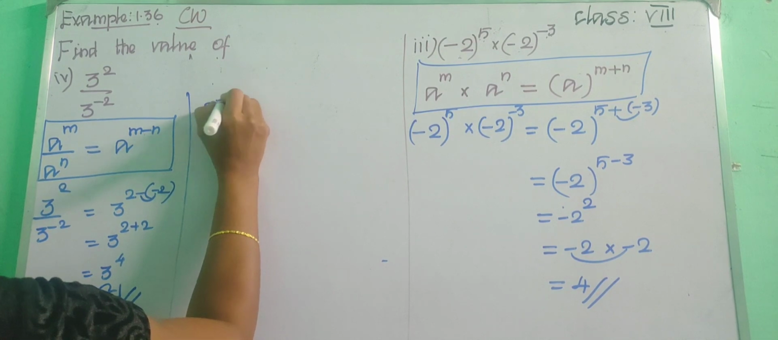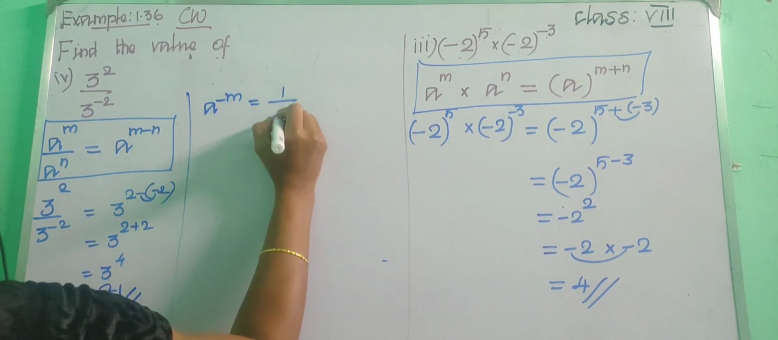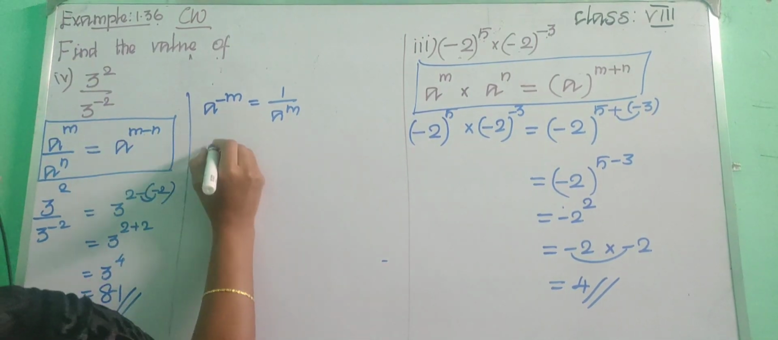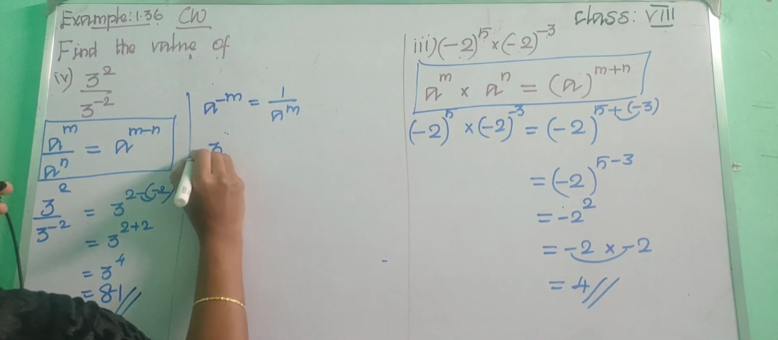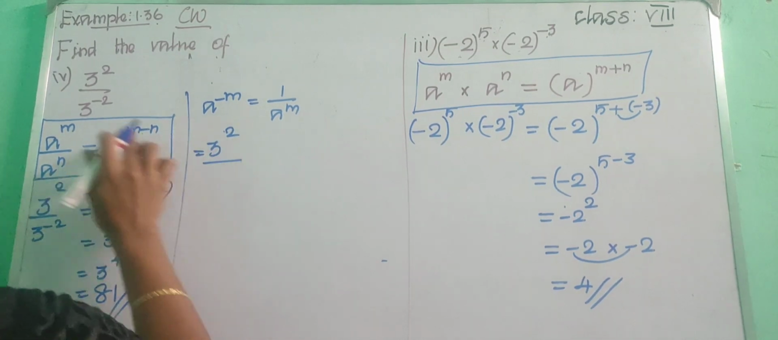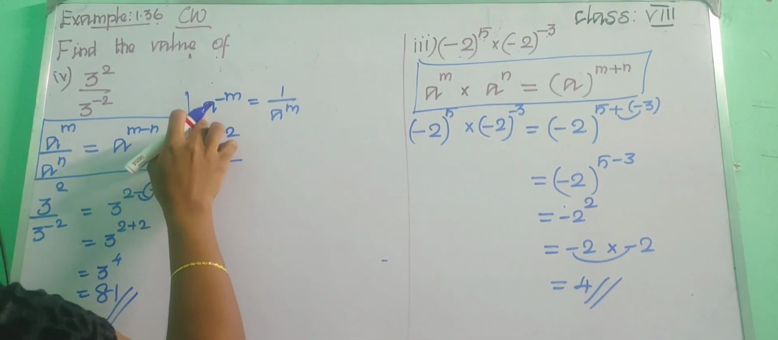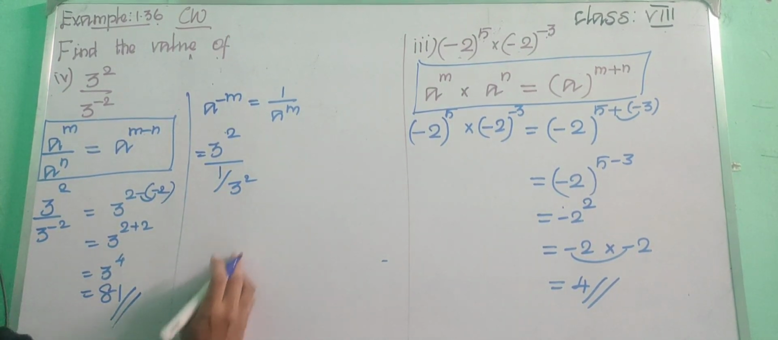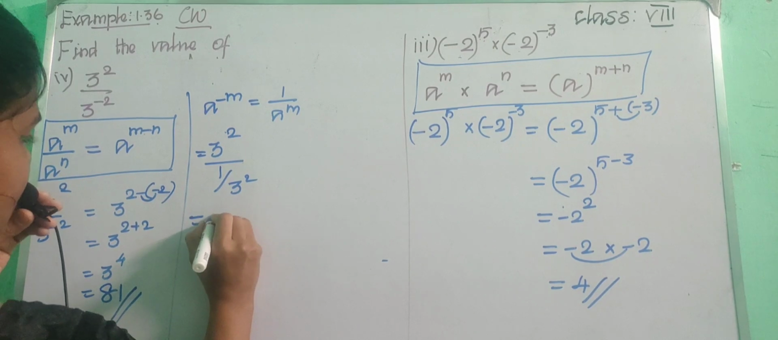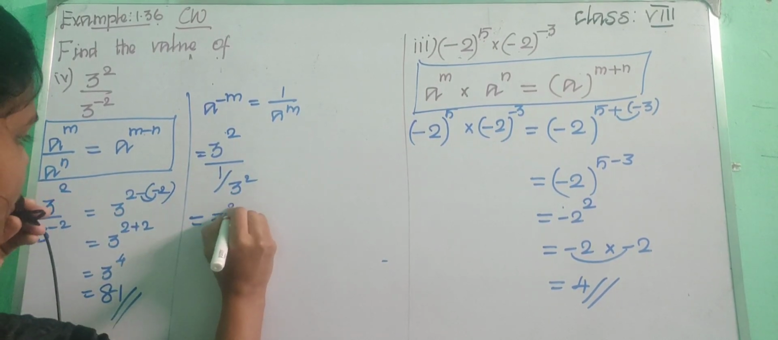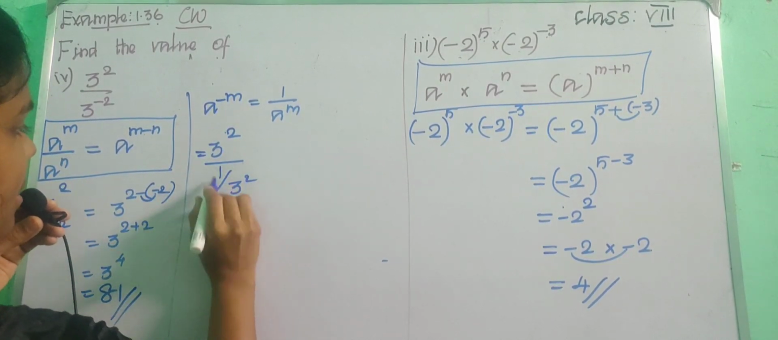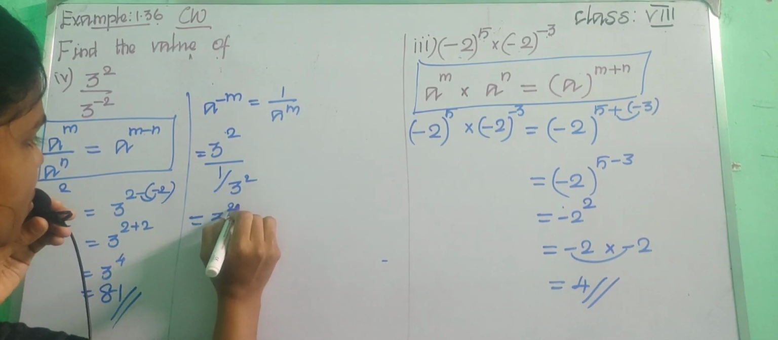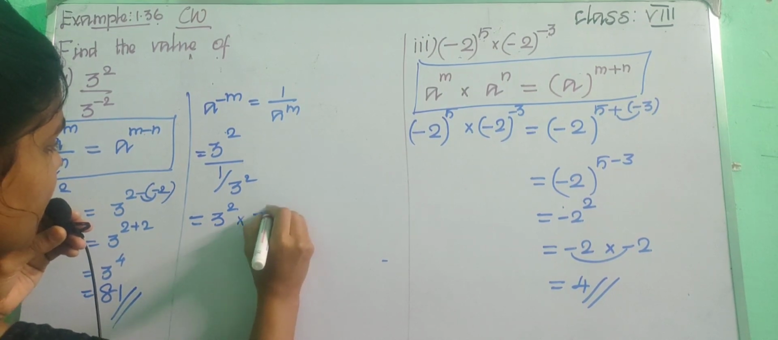a power minus m, so how will you write? 1 by a power m, right? See, already here we are having 3 power 2, so let us write the same 3 power 2. 3 power 2 by 3 power minus 2. So 3 power minus 2 means 1 by 3 power 2. Write the numerator as the same 3 power 2. Now we need to take the reciprocal of 1 by 3 power 2. So the reciprocal of 1 by 3 power 2 is 3 power 2 by 1.